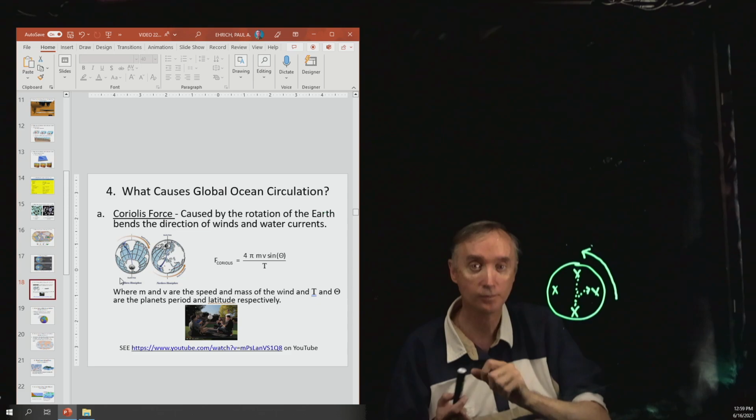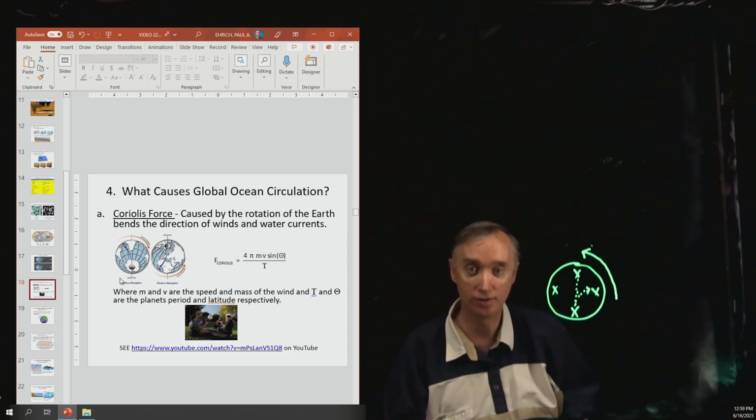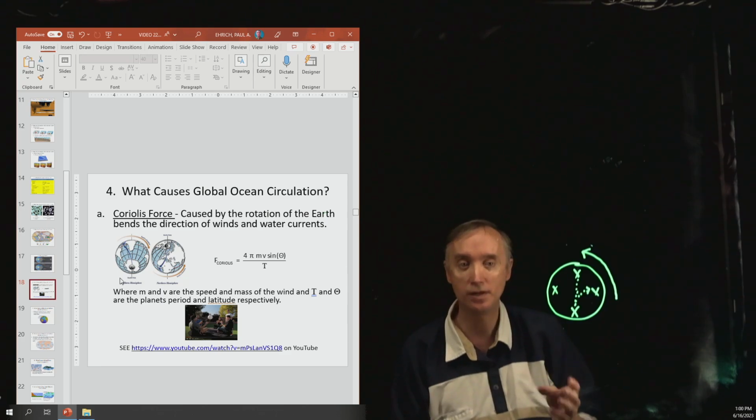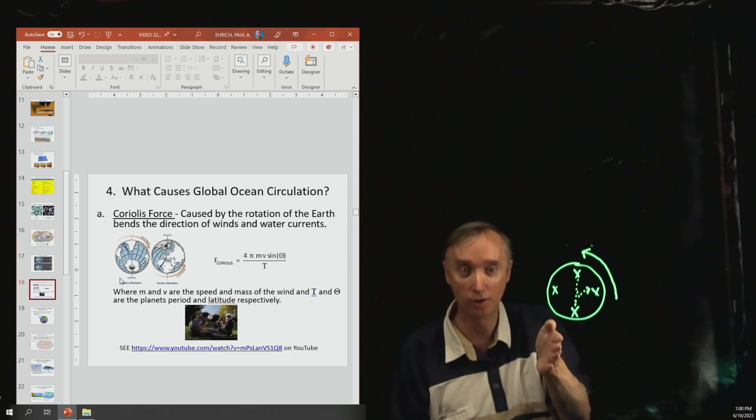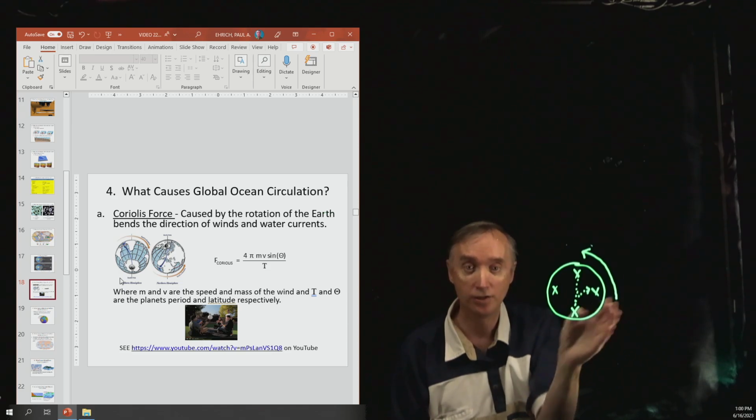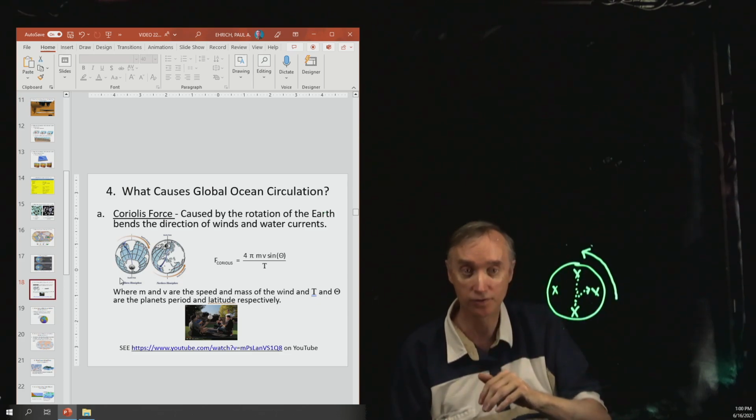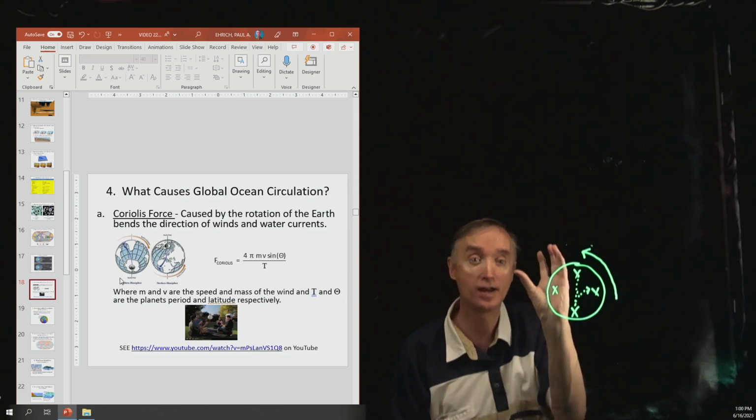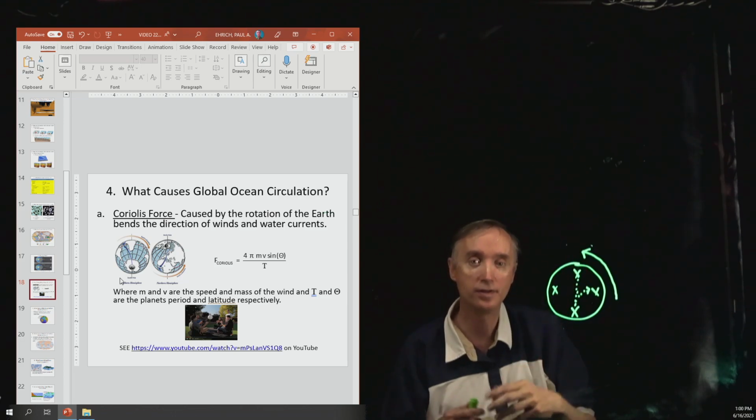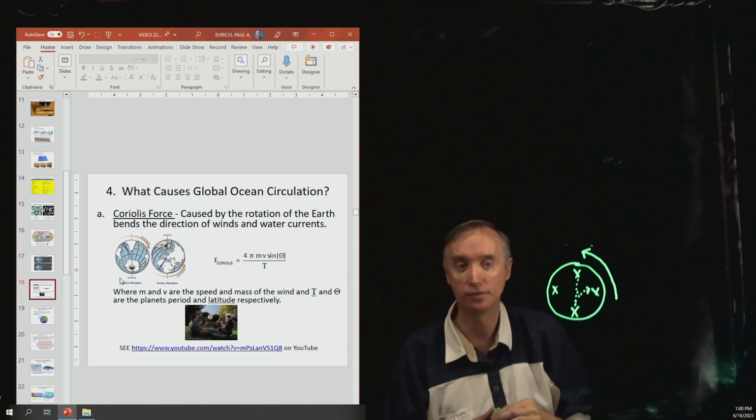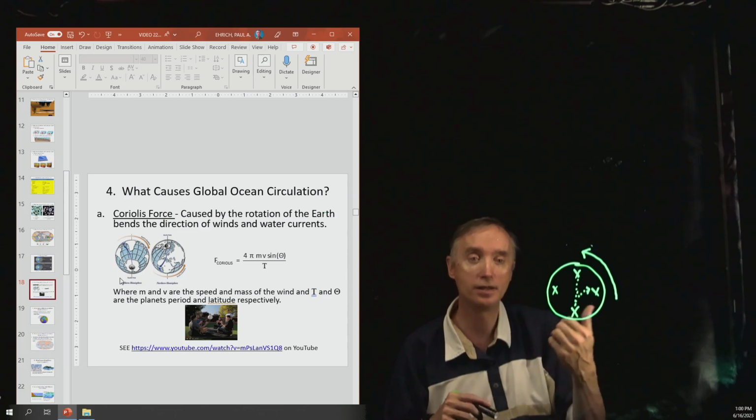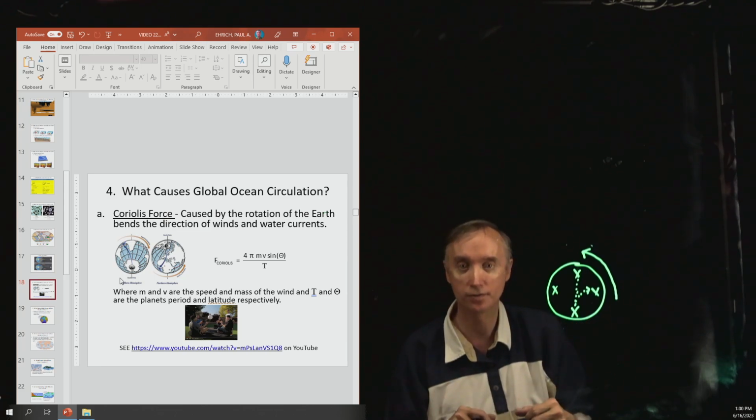Here's a formula that allows you to calculate the Coriolis force. We're not going to do it, but you should notice that it depends on the speed of the wind, so the faster the wind is blowing, the more it's going to turn. It also depends on the latitude, so where you are located on the Earth's surface. And it also depends on how fast the Earth is rotating. All 3 of these things go together and make the Coriolis effect. So the point is, wind systems in the northern hemisphere are going to be bent to the right because of the Coriolis effect.